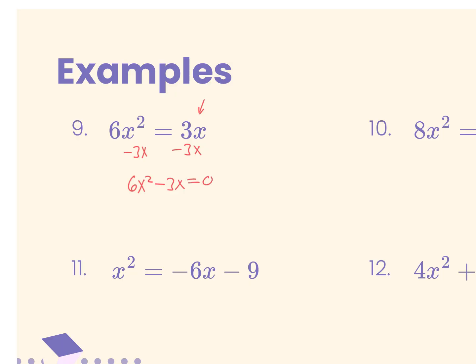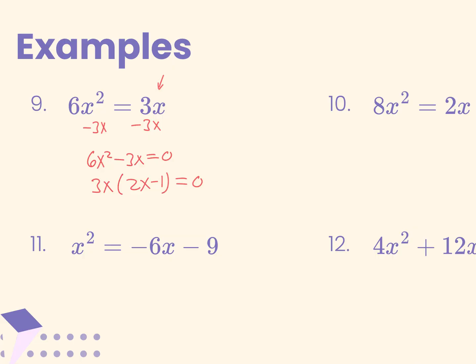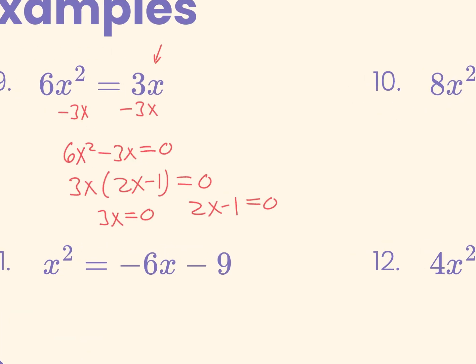And then again, factor it however you can. This is going to get me a 3x, and I'm left with a 2x minus 1 equals 0. And then use your zero product property. This is going to get you 3x equals 0, 2x minus 1 equals 0. And then I have two equations to solve.